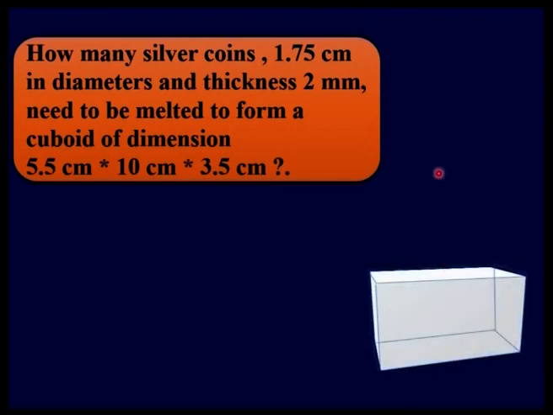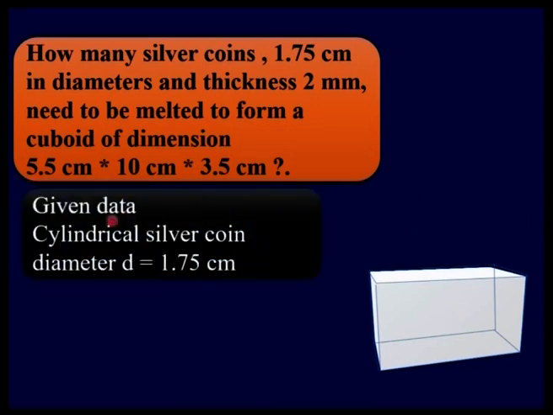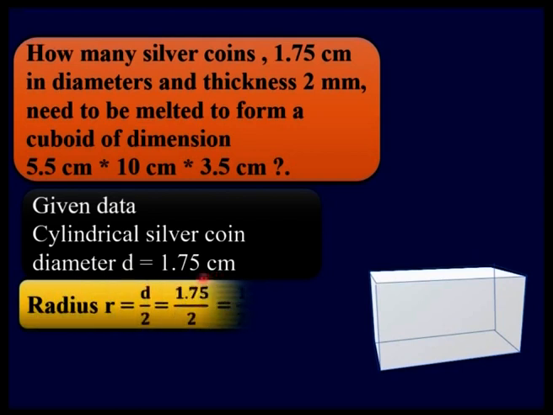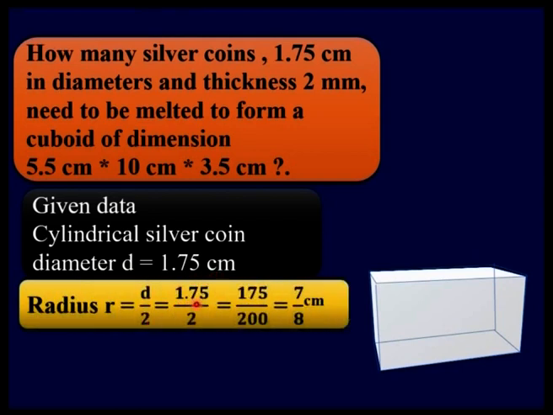Yes, children, the coins are melted and converted in the form of a cuboid. We have to find out how many coins are required to make a cuboid of this given dimension. So, given data, the cylindrical silver coin diameter d is 1.75, then its radius is half of the diameter, that means 1.75 by 2. Now, remove the decimal point, children. While removing the decimal point, write 100 in the denominator, 2 into 100, 200. Now, cancel in the 25 table. 25 7s are 175, 25 8s are 200. So, this is 7 by 8 centimeter, that is the radius of the silver coin.